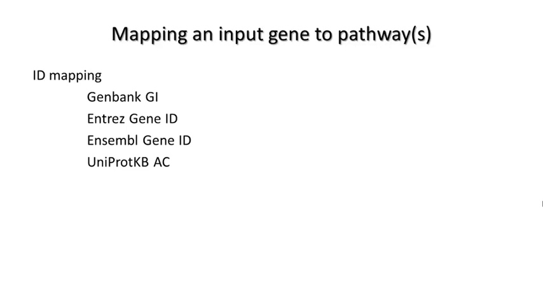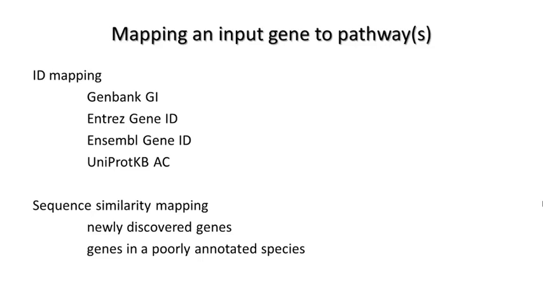If your gene is a newly discovered one, or is from a poorly annotated non-model organism species, then ID mapping wouldn't help you much. To solve this problem, we implemented sequence mapping based on the assumption that homologous genes in different species are likely to be involved in the same pathways. You provide the sequence of your gene of interest, the query sequence. Cobus has already parsed the genes in KEGG into its relational database, including the sequences of the KEGG gene.